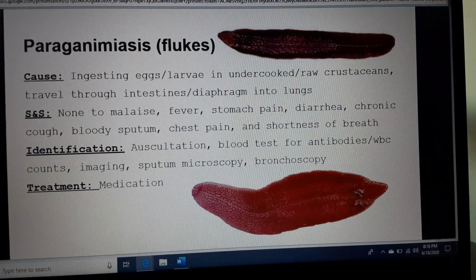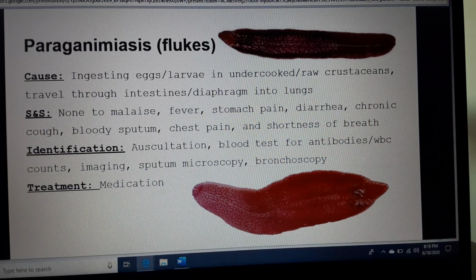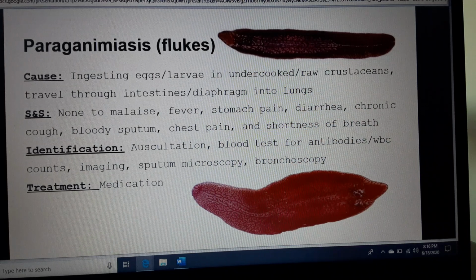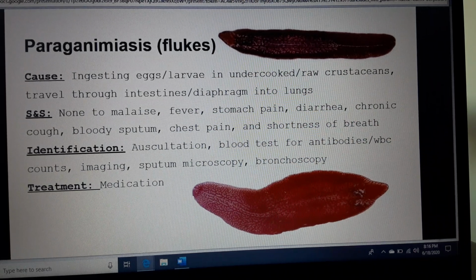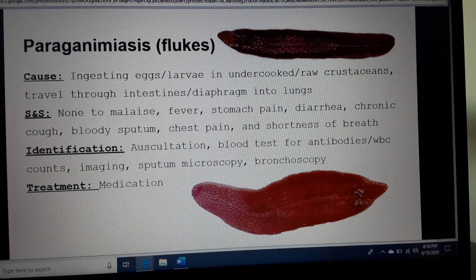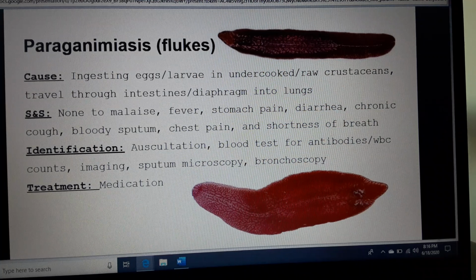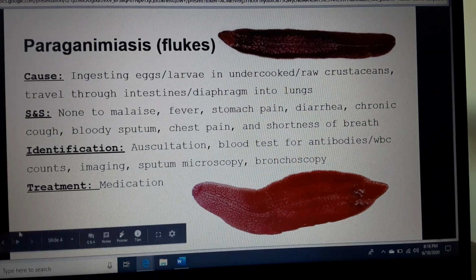Paragonimiasis occurs when eggs or larvae from the liver fluke are ingested from raw or undercooked crustaceans. The concerning aspect of this particular fluke is that it can literally burrow into your intestines, then through your diaphragm and settle in your lungs, which can cause severe shortness of breath. Because it travels to the lungs, it can be diagnosed via bronchoscopy.